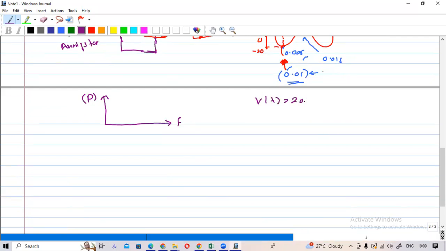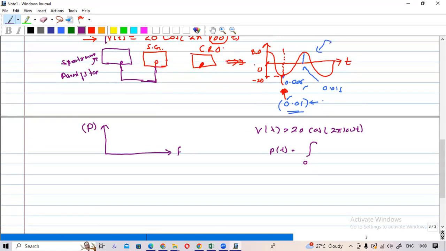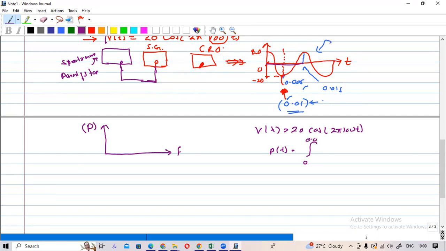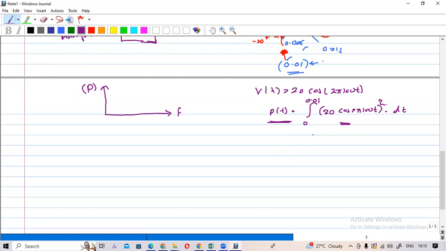Don't worry, this will not come to the exam. I'm just reminding you. This is your signal, cos 2π500t. And if you want to find the power of this signal, you have to evaluate this within one period. That means one fundamental period, one cycle, from 0 to 0.01. You need to take this cos 2π500t and square it, and evaluate this integration to find the power of the signal. So try to evaluate this one.